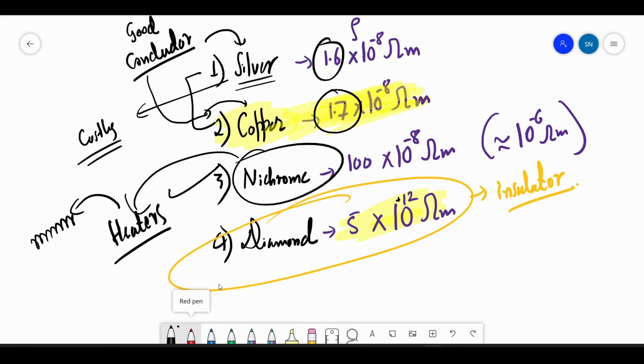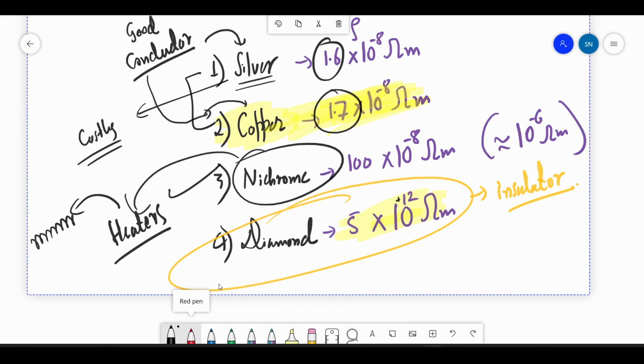Should I rub this? Yes, sir. Did you memorize these values? Did you write it somewhere? Because I'm going to ask you these values tomorrow.